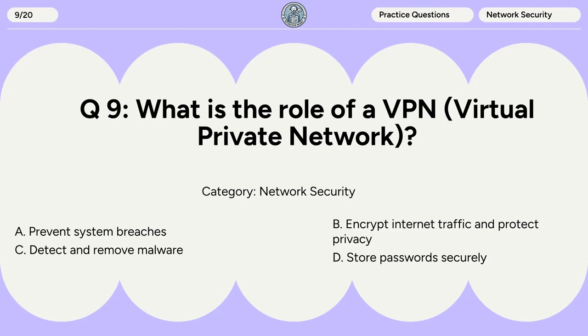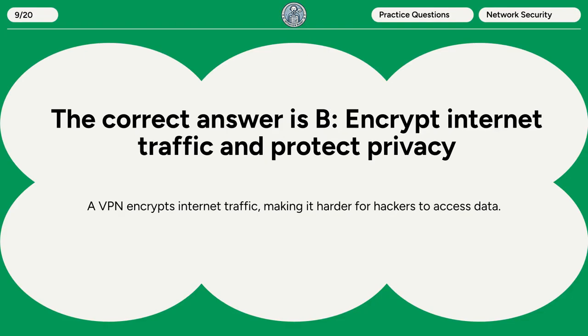Question 9. What is the role of a VPN? A. Prevent system breaches. B. Encrypt internet traffic and protect privacy. C. Detect and remove malware. D. Store passwords securely. The correct answer is B. Encrypt internet traffic and protect privacy. A VPN encrypts internet traffic, making it harder for hackers to access data.